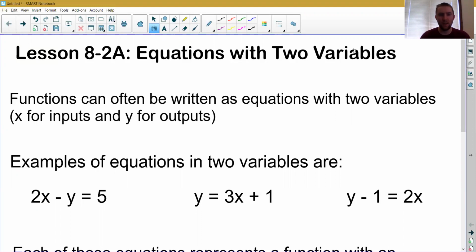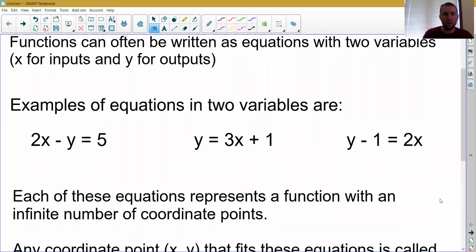Okay, so I've given you three examples here of what these types of equations might look like. Here we have an x and a y variable: 2x minus y equals 5. This one we have y all by itself on one side: y equals 3x plus 1. This one says y minus 1 is equal to 2x. So these are all equations that relate x and y, and they represent, in these particular cases, functions or relations. And we're going to start investigating these a little bit today.